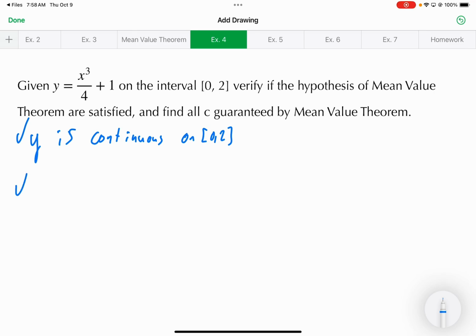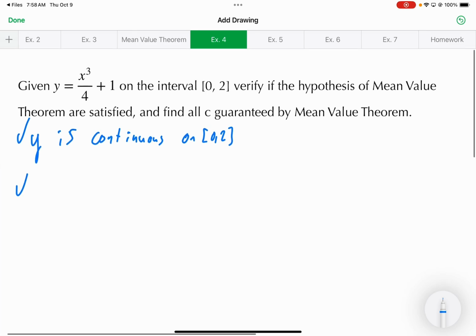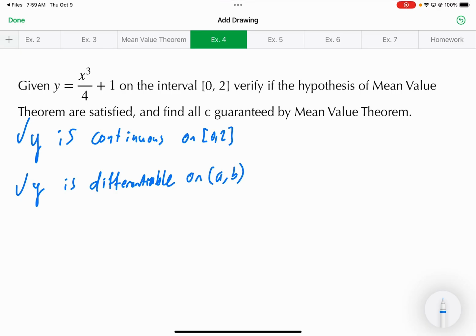Polynomials are continuous everywhere. Likewise, they are differentiable everywhere as well, right? So y is differentiable on our closed interval from a to b. That's all I have to check. That's it. Just those two things, okay? I don't have to do anything with the endpoints or anything like that, okay?